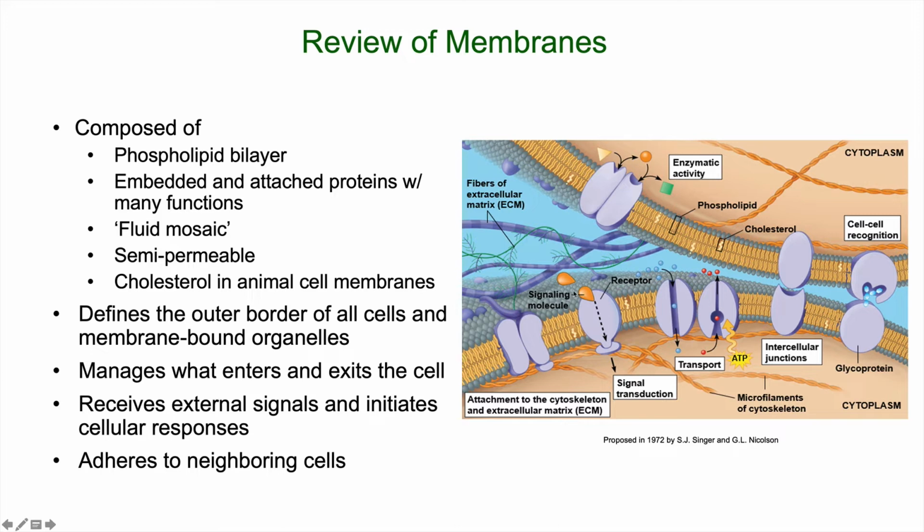The membrane defines the outer border of all cells, and if the cell has membrane-bound organelles, eukaryotic cells, then it defines the outer border of those organelles. It also helps to determine what can enter and exit the cell. Because of the properties of the cell membrane, some things aren't going to get through unless a protein moves them through. Other things can pass through easily.